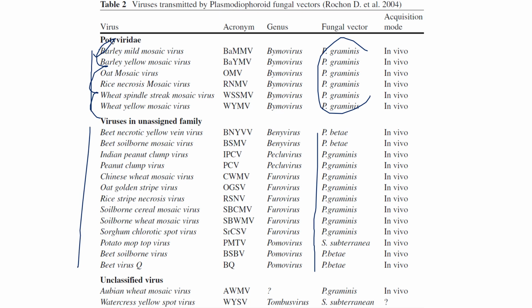But one very important one, which I generally observe in exams, is potato mop top virus. Potato mop top virus is the virus that is actually transmitted by Spongospora subterranea. It's a very, very important one. Potato mop top virus is transmitted by Spongospora subterranea, something like that we can observe.